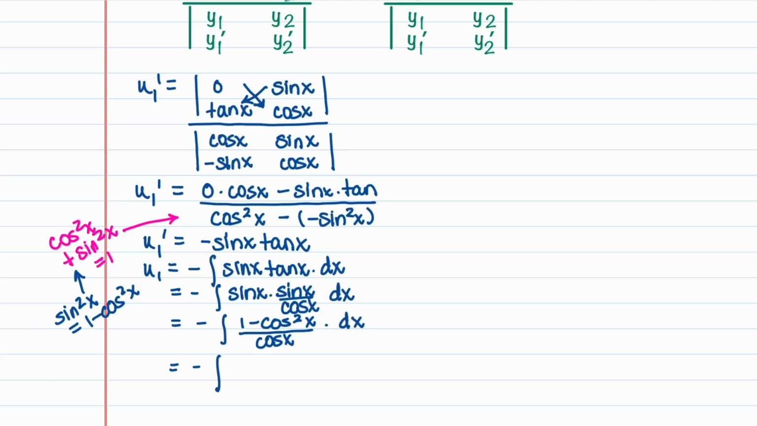We can split this up. 1 over cosine is secant x.